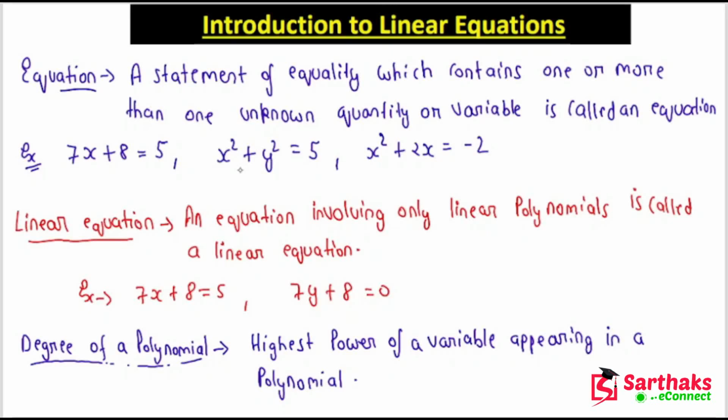Now why are we calling it quadratic? Because in this the highest power of the variable is 2. If the highest power of the variable is 1, then we call the equation a linear equation. So this is a quadratic equation. We use the word quadratic when the highest power of the variable is 2.